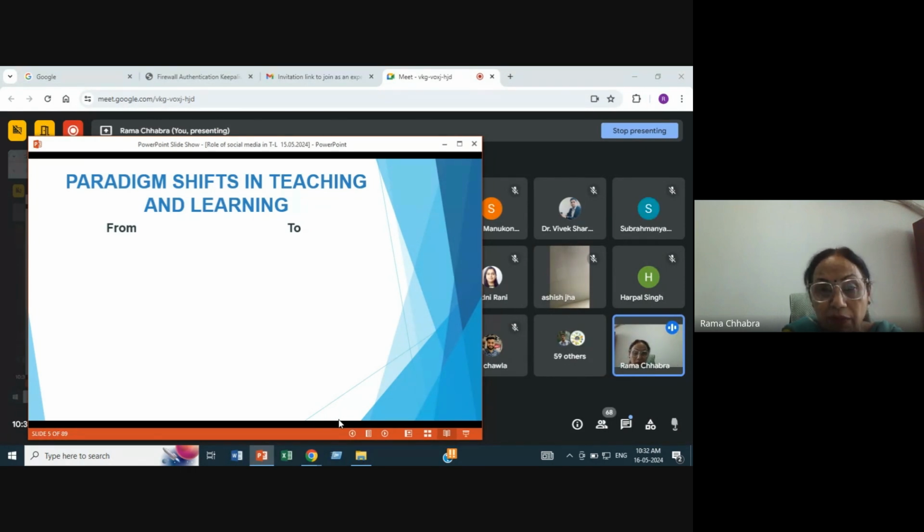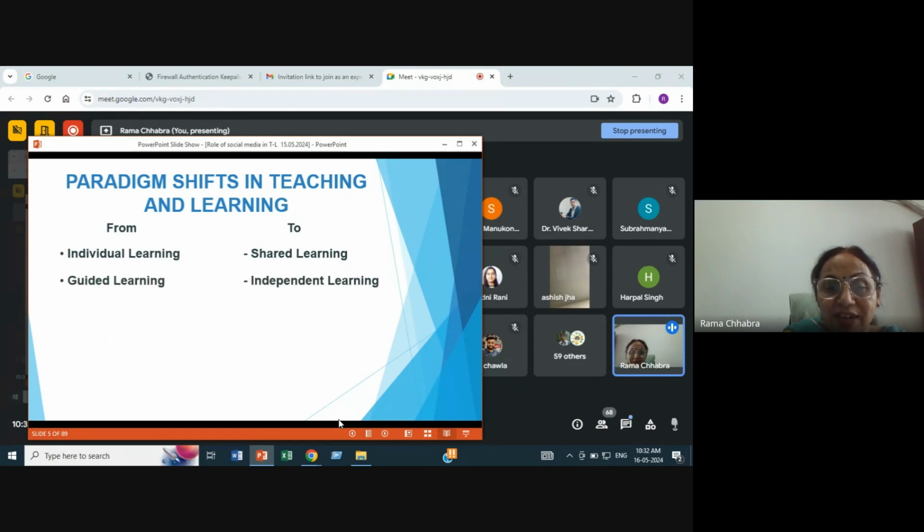So on the part of the learner, I think the changes we have seen now are the shift from individual learning to shared learning, group-based learning, guided learning to independent learning. We don't have to spoon feed the students. We'll have to prepare them as independent learners, as I just talked about.